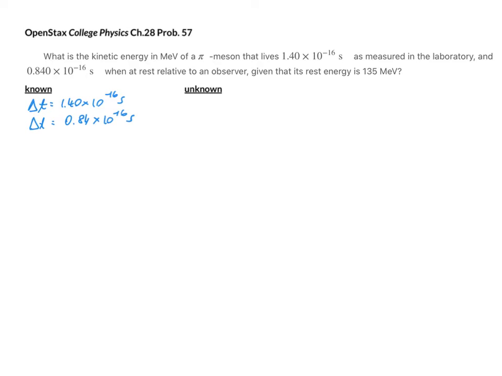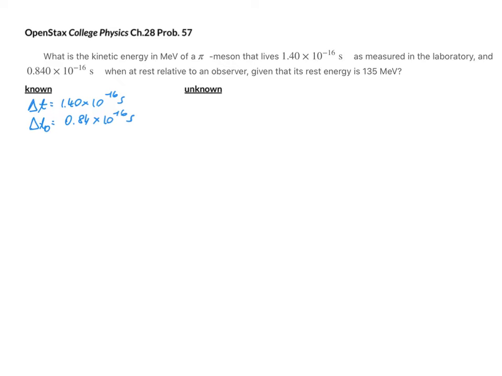Now, just from the terms proper time and dilated time, dilated means longer. So just comparing these two numbers, it's pretty clear that delta t has to be the dilated time, and this 0.84 times 10 to the negative 16 seconds has to be the proper time. But how would we tell otherwise?